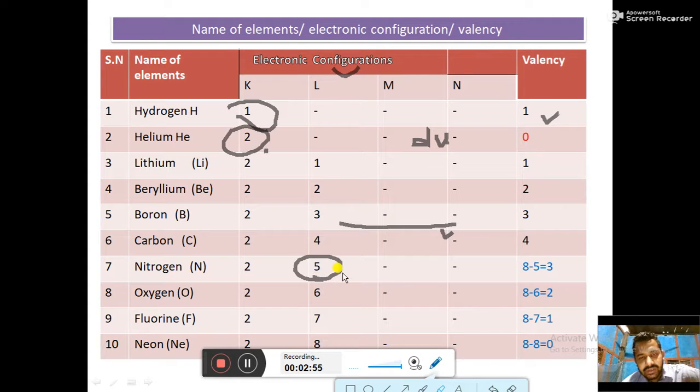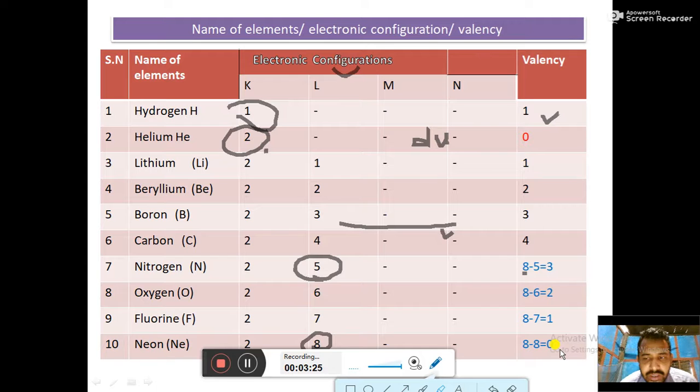So we subtract from 8. Why are we subtracting from 8? Because nitrogen follows the octet state, so 8 minus 5 is 3. Similarly, oxygen's outermost electrons are 6, so 8 minus 6 gives 2, so its valence is 2. Fluorine's outermost shell contains 7 electrons, so 8 minus 7 is 1. And neon's outermost shell contains 8 electrons, so 8 minus 8 is 0.